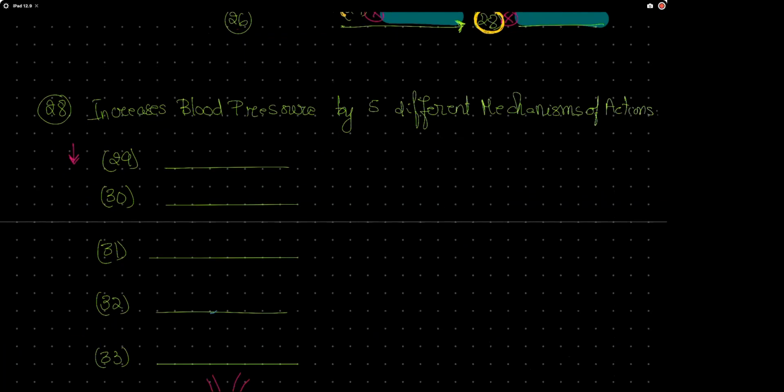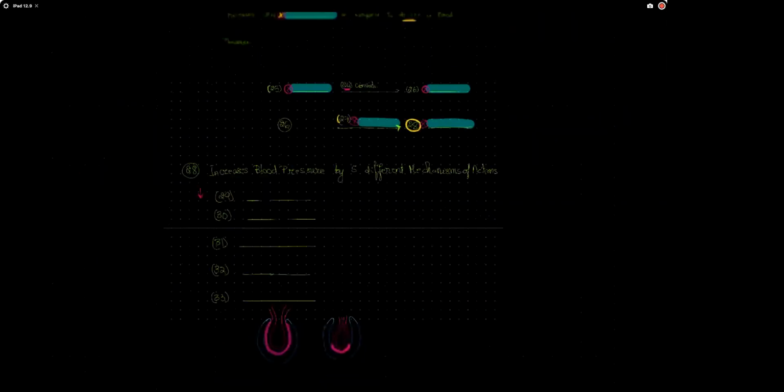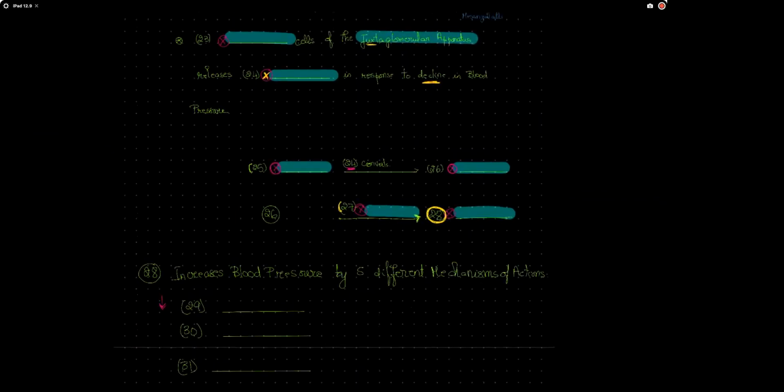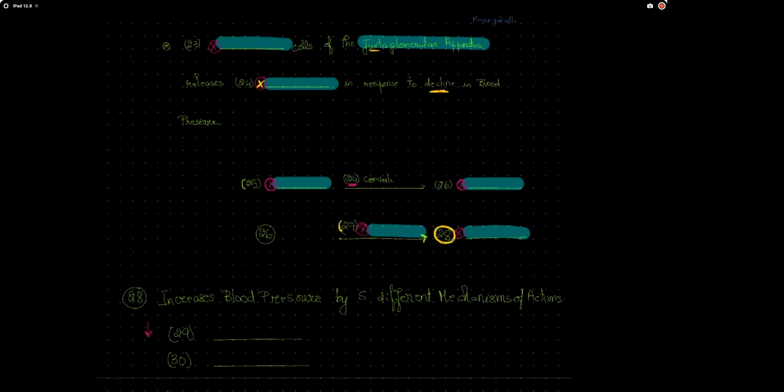What are those 5 different ways by which number 28, the active form of the hormone, is going to be increasing your blood pressure? All right, so I will give you 5 minutes to think of this question. Have a break for 5. We come back, discuss it.